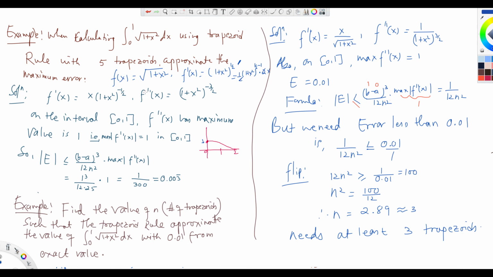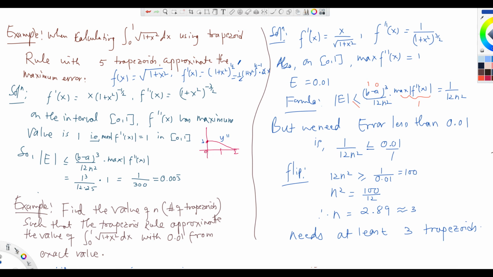And to find the second derivative, why do I need the second derivative? Because the error formula uses the second derivative and the maximum value of that. For the second derivative of f(x), you have to use the quotient rule here, on x over the square root of 1 plus x squared. If you use the quotient rule, this is what you will get for the second derivative. And if you plot the second derivative, this is what the plot of f double prime looks like.